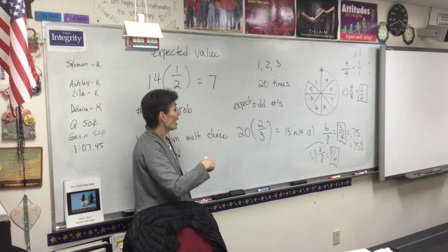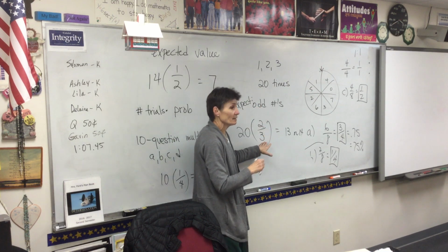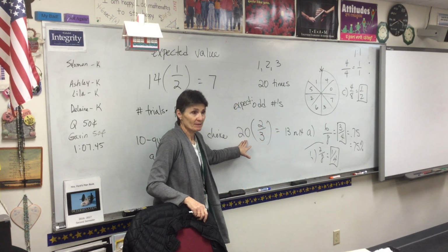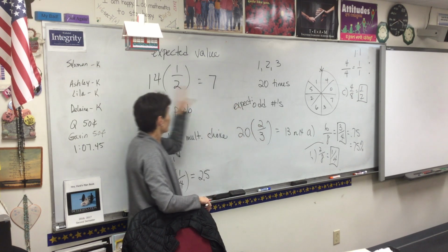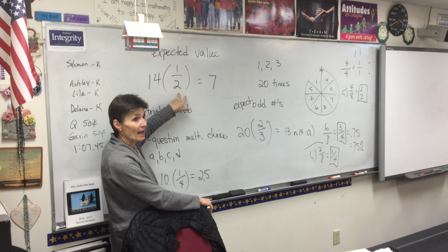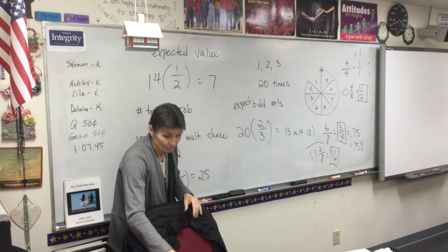So how do we find the expected value? We take the probability of what it is we're doing, and we multiply it by the number of times we're going to do it. So in our original problem, the probability of getting a head was a half. We're doing it 14 times, so 14 times a half was 7.